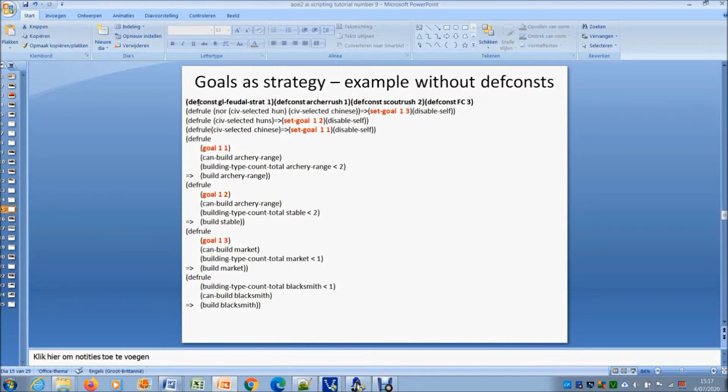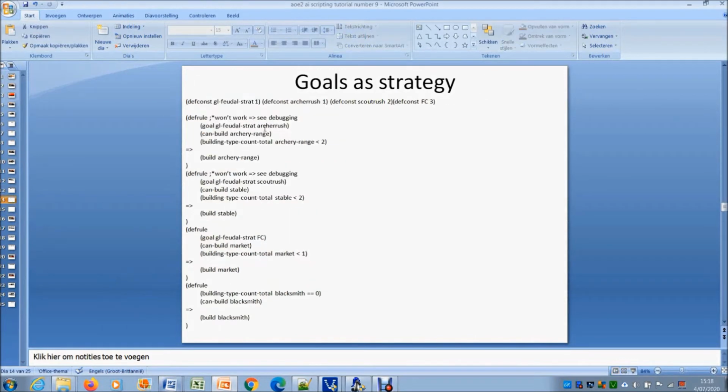This is what it would look like if you would not declare constants for the goal or for the strategies. It starts to become unreadable. Set goal 1-3, set goal 1-2, set goal 1-1, goal 1-1, 1-2, 1-3, and so forth. It's much more difficult to read than if we have this. We know which goal we're talking about, and we know which strategy we are talking about. That's why it's always good to declare the constants like we were taught in a previous tutorial video.